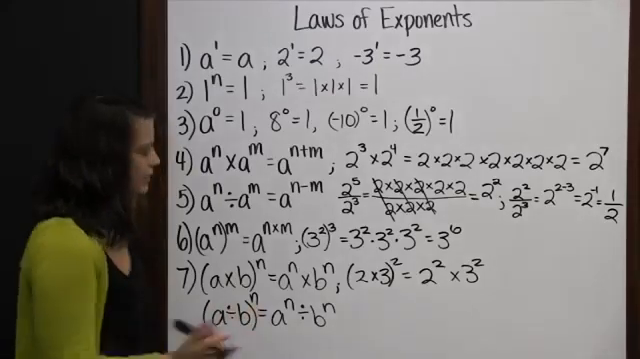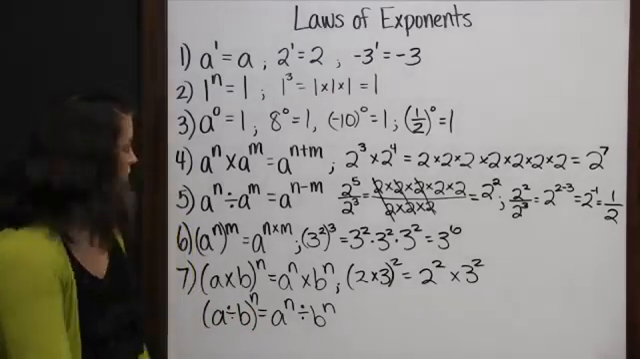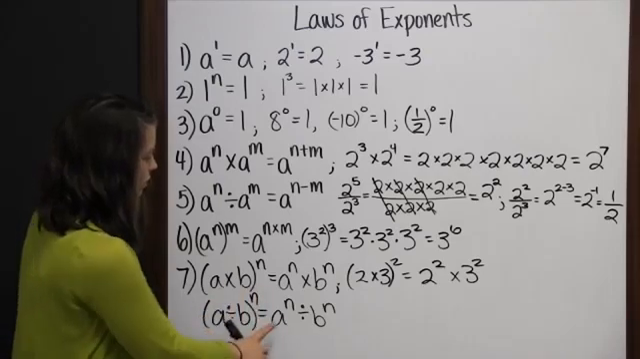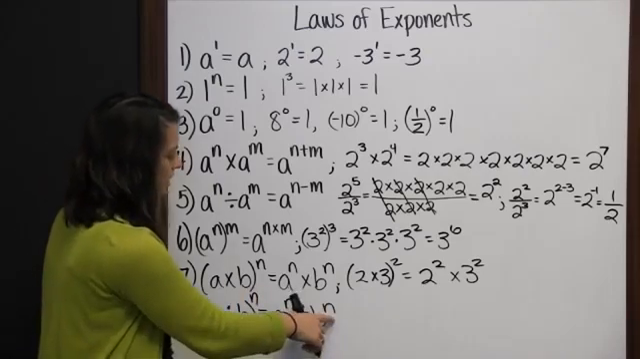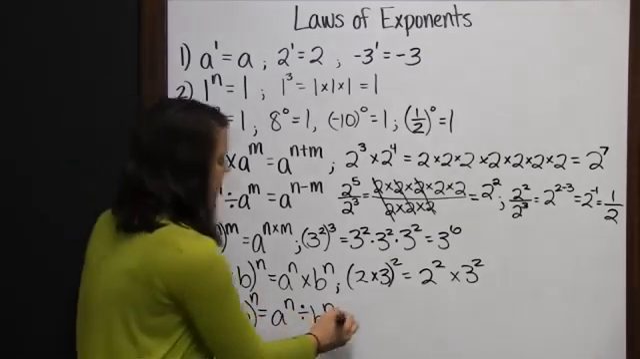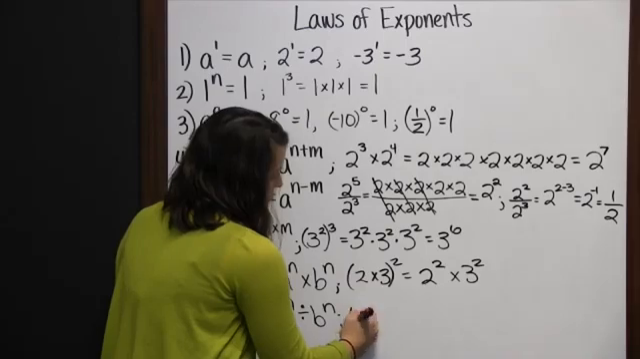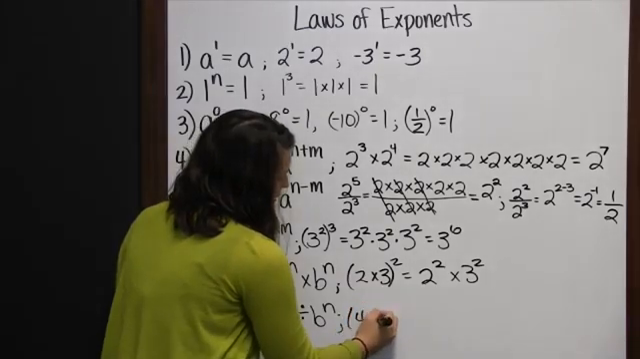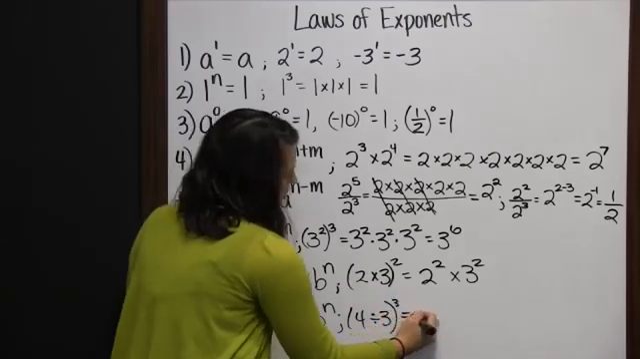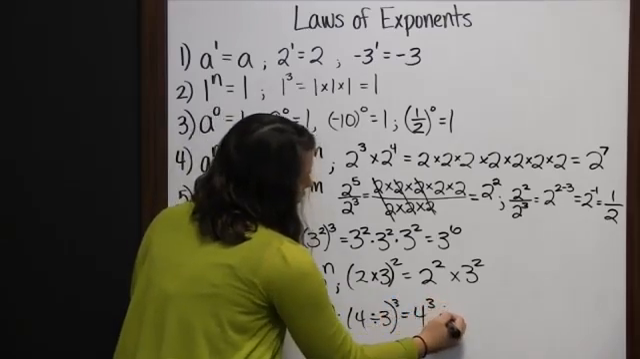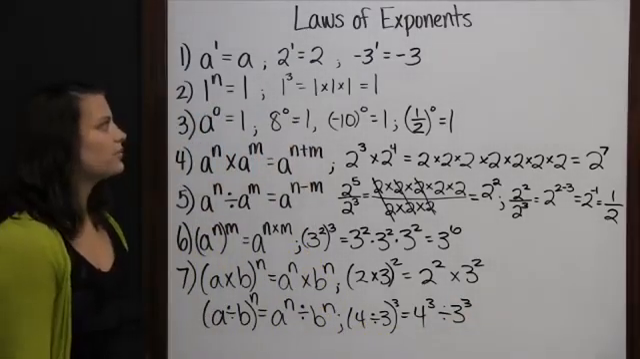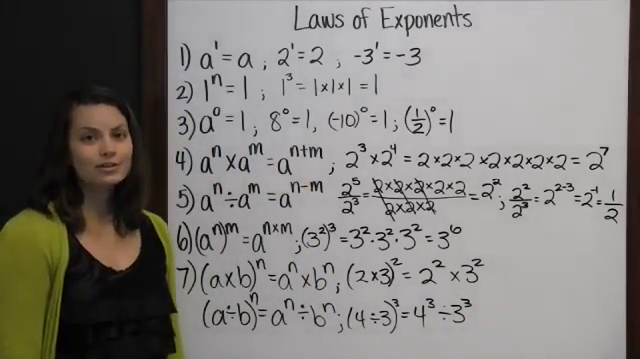Now on this next one, same thing, just with division. So a divided by b, that quantity raised to the n, would be a to the n divided by b to the n. So everything in the parentheses is raised to the n power. It'd be like doing 4 divided by 3, that quantity cubed. So that'd be 4 to the third divided by 3 to the third. And then again, you could simplify. And those are our laws of exponents.